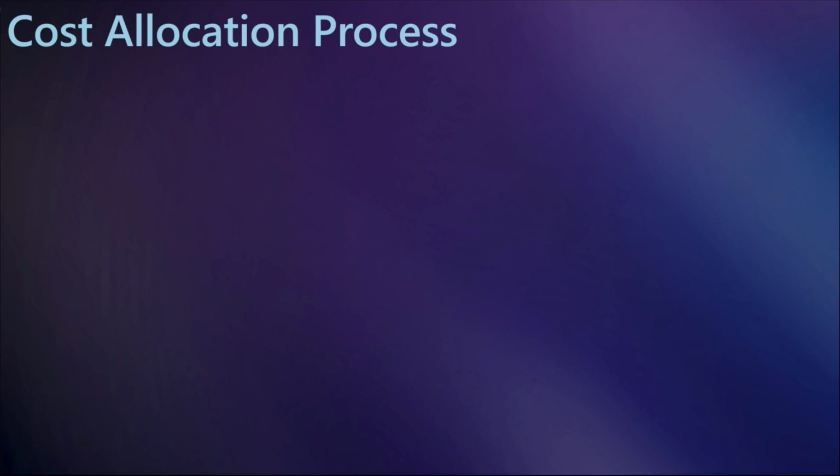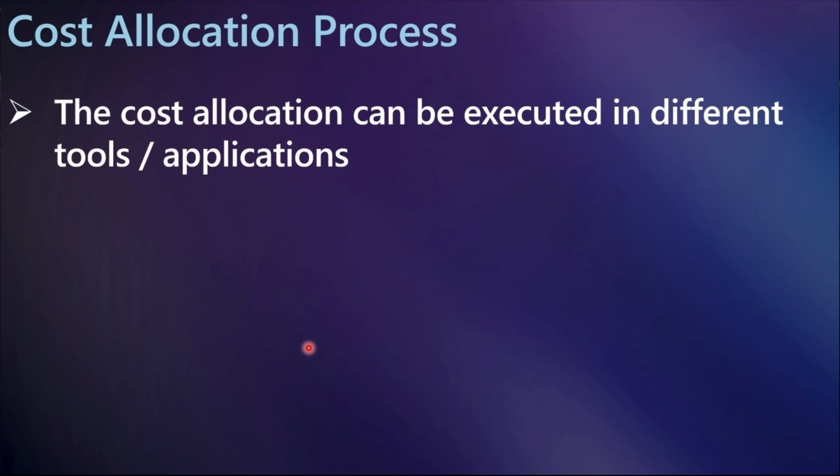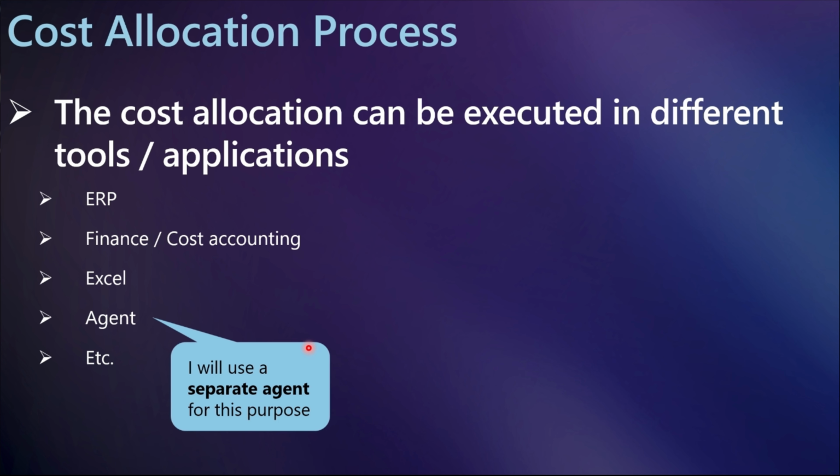Now let's go one step further. So once we have this information, we can run the cost allocation. That's actually all sufficient, and we can go to our controlling, finance, accounting system and run this cost allocation with our information. So to run this allocation, you can use an ERP system, finance cost accounting, Excel, an agent, or something else. And of course, I wanted to test out, hey, how does this work with another agent? I created a specific cost allocation agent to execute this task.